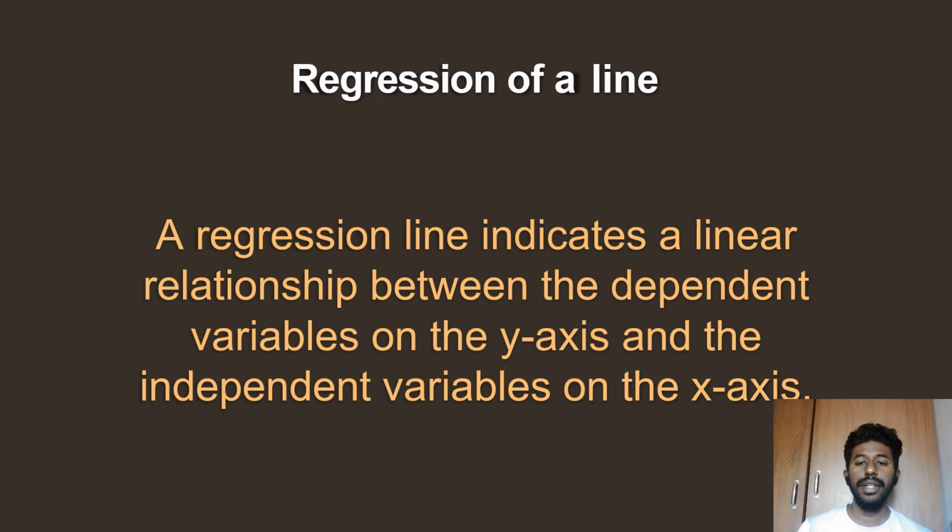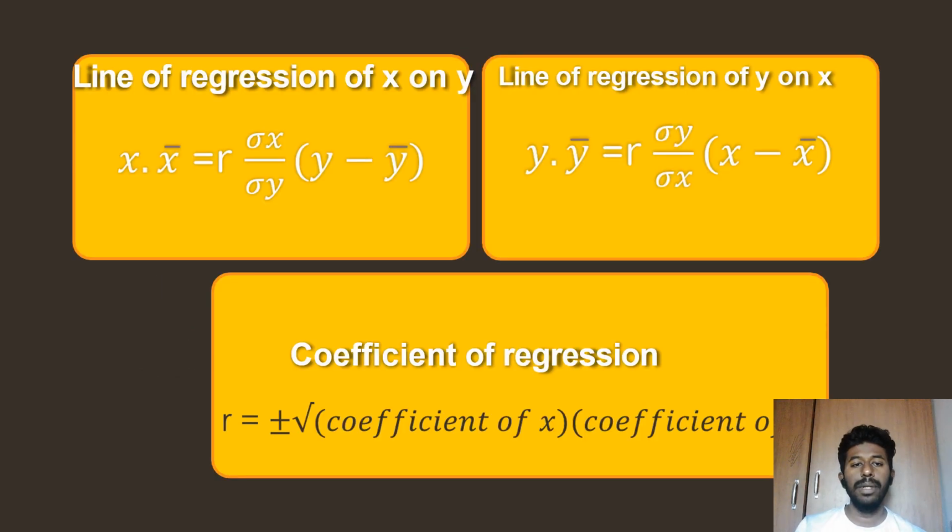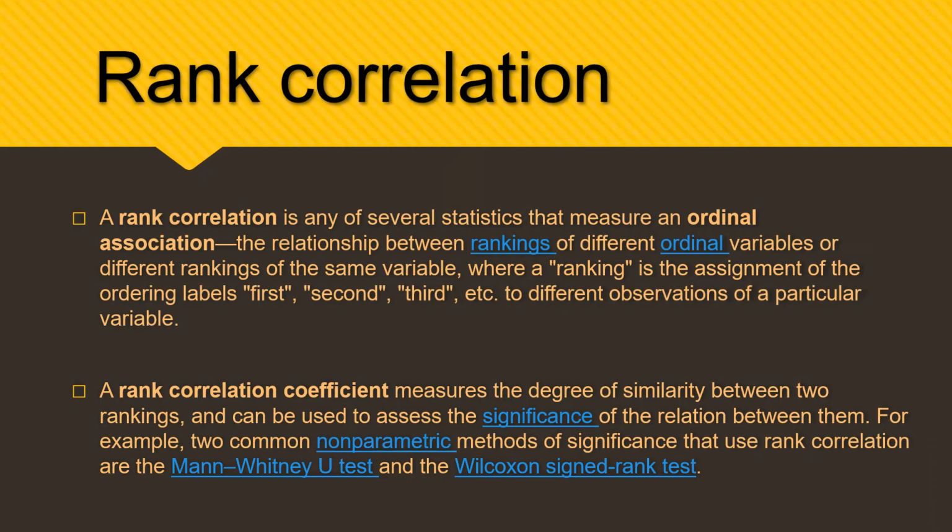In this slide, we'll be learning about the regression of a line. A regression of a line indicates a linear relationship between the dependent variable on the y-axis and the independent variable on the x-axis. Here in this slide, we'll be looking into some of the equations for line of regression. Line of regression of x on y: x minus x bar is equal to r into sigma x by sigma y into y minus y bar. The equation for line of regression of y on x is y minus y bar is equal to r into sigma y by sigma x into x minus x bar. The equation for coefficient of regression is r is equal to plus or minus root of coefficient of x into coefficient of y.